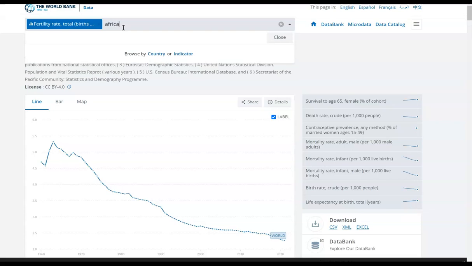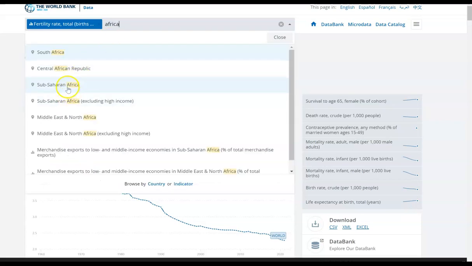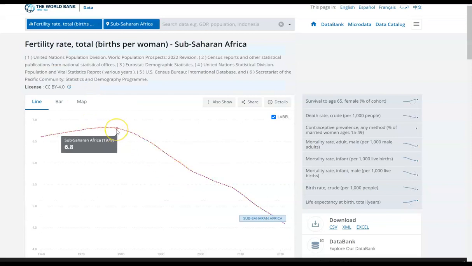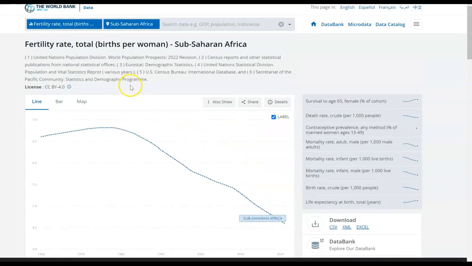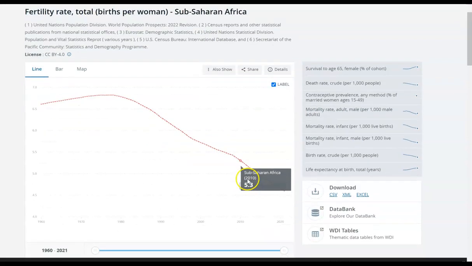So for example, if I type in Africa, I could choose sub-Saharan Africa and see how Uganda compares to those if I wanted to, right? So it was close to 7 for the whole average for the continent, and now it's down to 4.6. So Uganda went from being quite high to being pretty average for the continent. So anyways, this trend of dropping fertility must be happening around most of the continent for this number to be going down on the whole average.